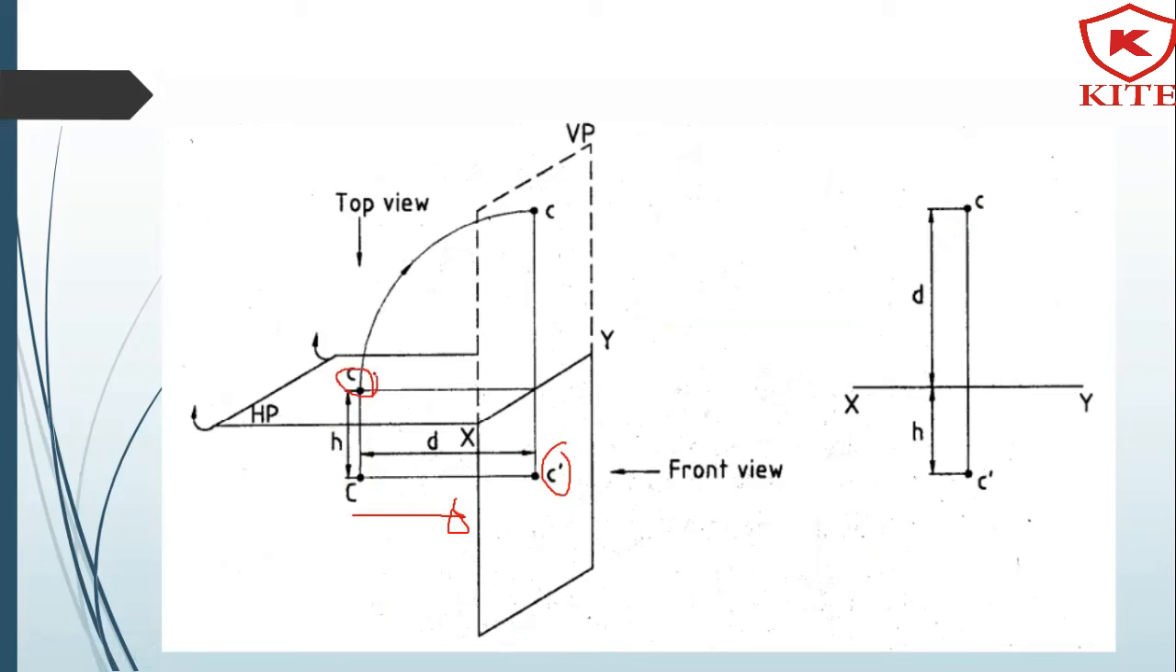So the point C projection on VP is denoted as C dash, and its top view projection on HP is denoted as C, and finally your line will look like this: the XY line, H below, D above. So point C is above the XY line with D distance, and point C dash is below the XY line with H distance.